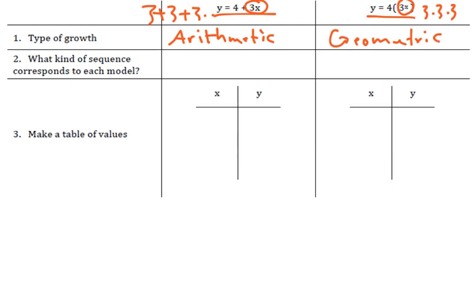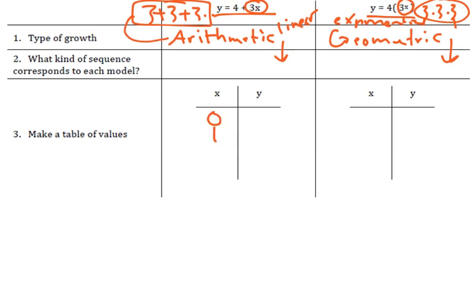Oh, dang it. I might be jumping ahead. I think those should have gone down there, huh? So type of growth would be 3 plus 3 plus 3. You could also call it linear. Type of growth, 3 times 3 times 3. You could also call that exponential. And then the sequence was arithmetic and geometric.